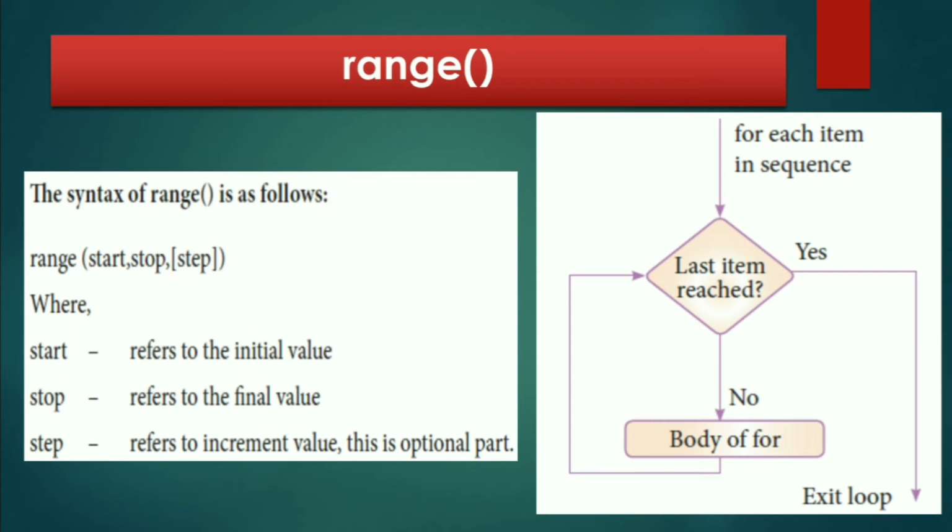Now here we are going to check whether your condition variable is in the sequence or not. That is the thing. So if it is in that sequence, you will be executing the action block again and again. Once it reaches the end, you will exit the loop.